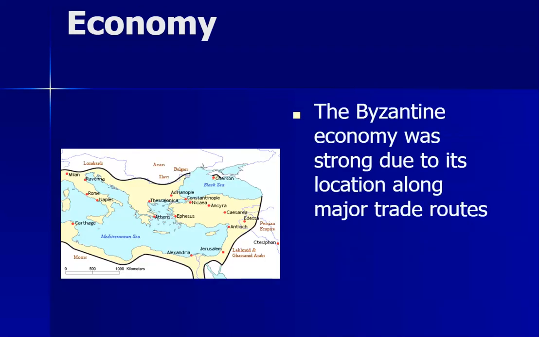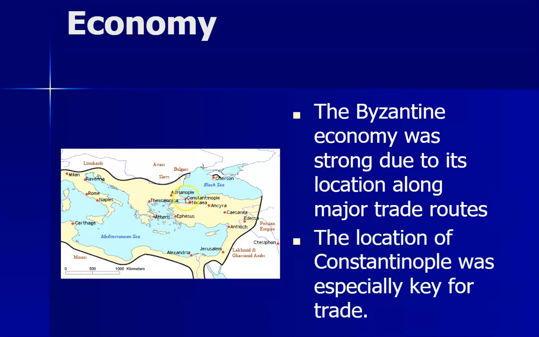Now, the Byzantine economy was strong due to its location along major trade routes. You can see here, it's in the eastern half of the Mediterranean. As we stated before, for the Roman Empire and for the ancient Greeks, trade along the Mediterranean Sea was key for their economies. And the location of Constantinople was especially key, because it's located here along the Bosporus and Dardanelles Straits, which allow passage from the Mediterranean Sea into the Black Sea. From the Black Sea, you can trade with all of Eastern Europe.